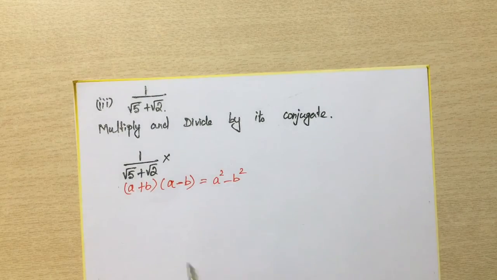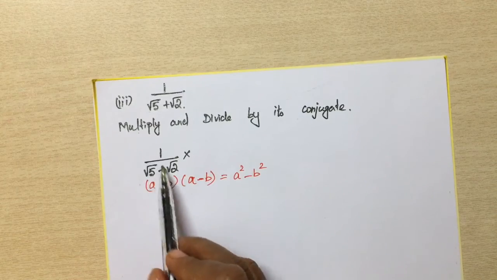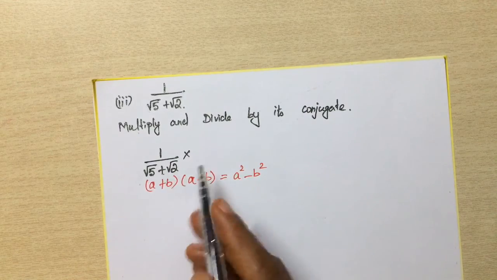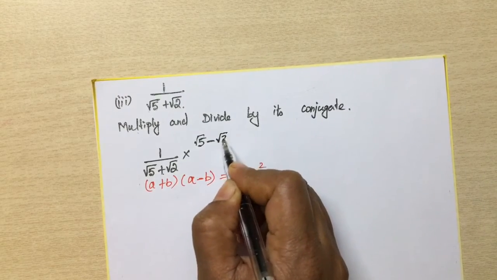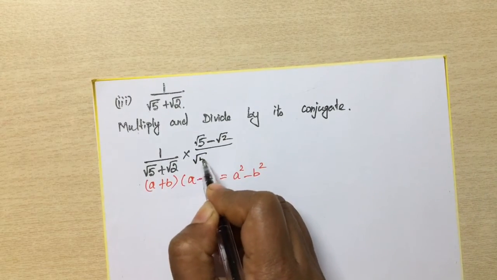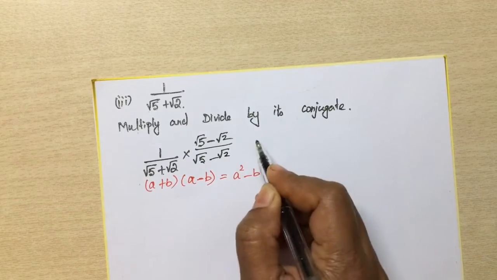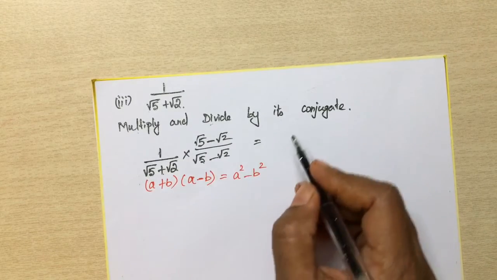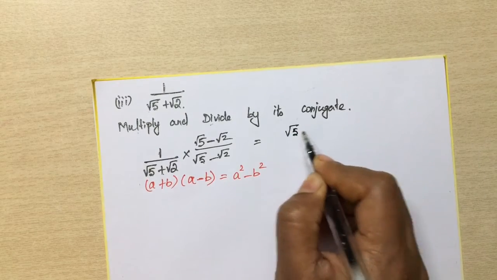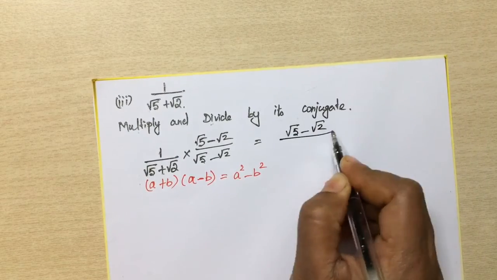So what is the conjugate? This simple logic: the same numerals with the opposite sign. So root 5 minus root 2 divided by root 5 minus root 2. Okay. So this is called the conjugate. 1 into any number is the same number, that is root 5 minus root 2, divided by.